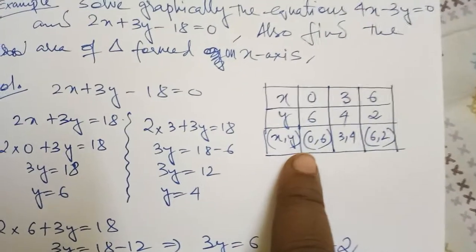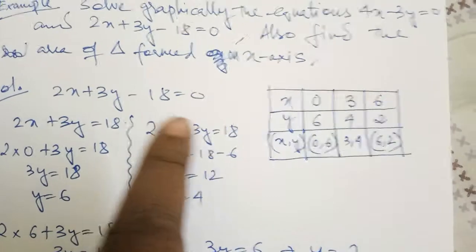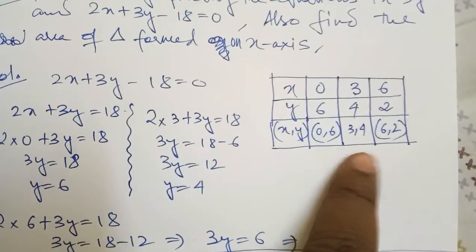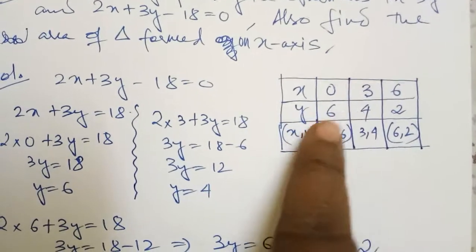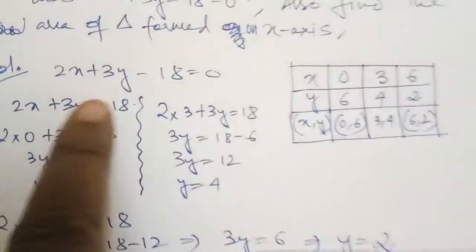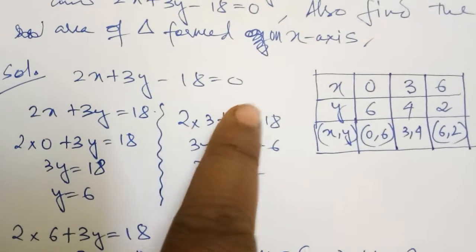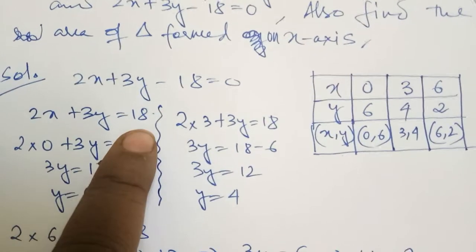Here also same thing. When the equation is given, you have to make 3 values. Here I have drawn one box, x and y I have written. Okay, after filling up, see what I've written. I've just transposed the 18 to this side. Now 2x plus 3y equals 18.